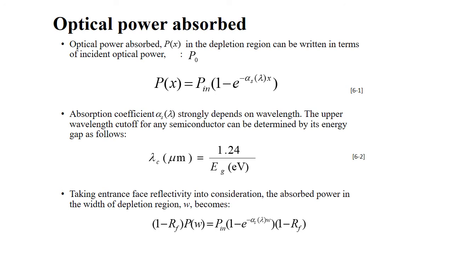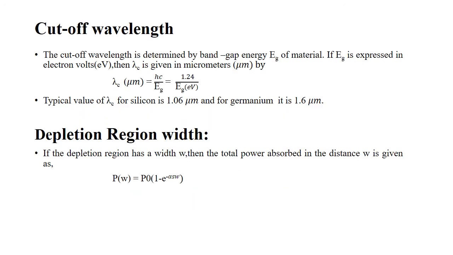Taking the entrance face reflectivity into consideration, the absorbed power in the width of the depletion region W becomes (1 minus RF) times P of W, which is equal to P in times (1 minus e to the power minus alpha s of lambda times W) times (1 minus RF). The cutoff wavelength is determined by the band gap energy Eg of the material.